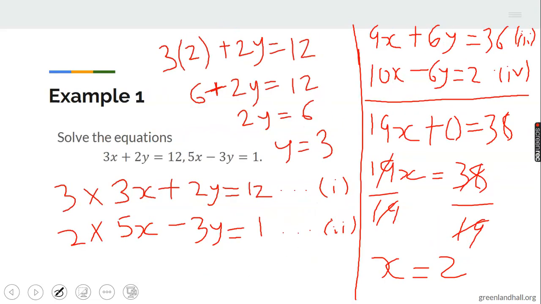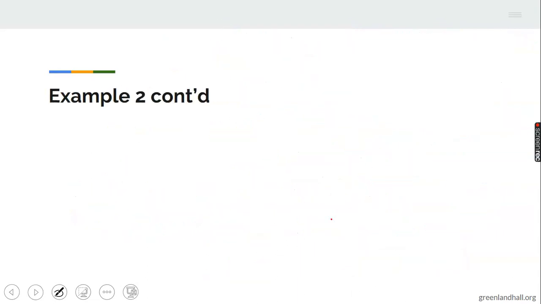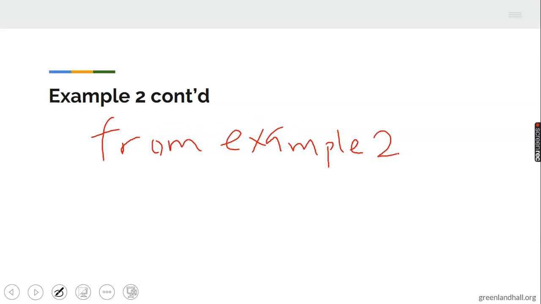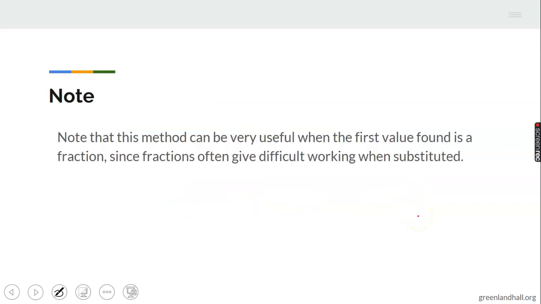Okay, let's check. For example 2, from example 2, e equals 5/2 and f equals -2. Okay, I'm sorry for that. We have to note this.